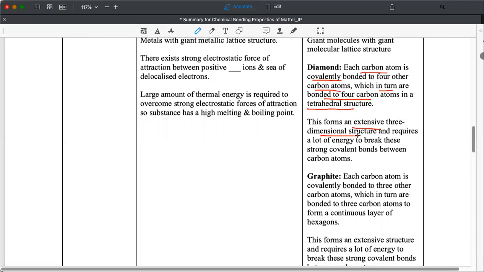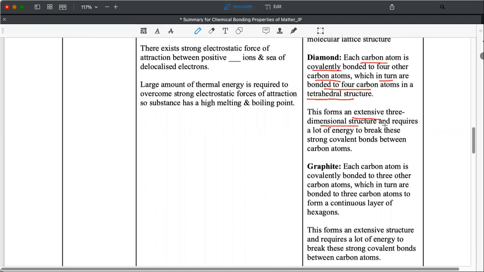Okay, extensive means the bonding is repeated throughout the structure, which means it is really a very big structure. Because of this, it requires a lot of energy to break the strong covalent bond. Remember, for giant molecules, the covalent bonds need to be broken.